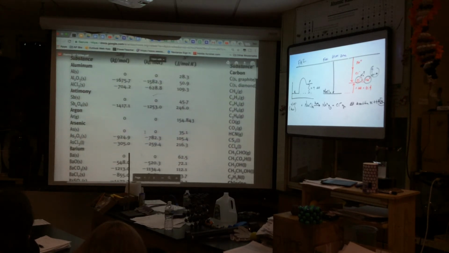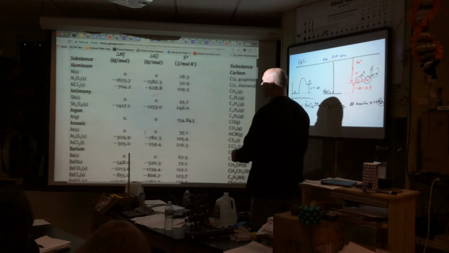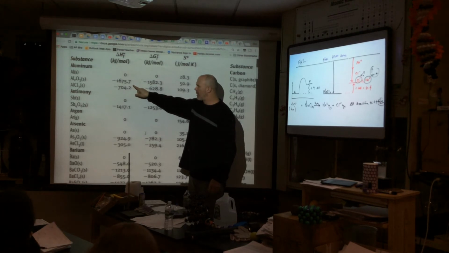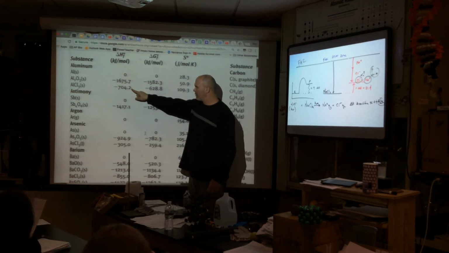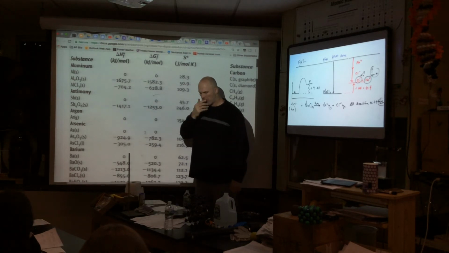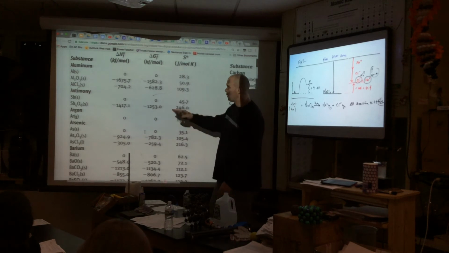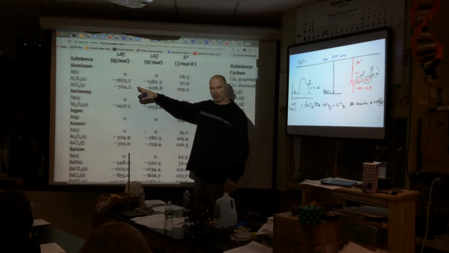Aluminum oxide has a heat of formation of negative 1675.7. Compare that to aluminum chloride. Okay? It's pretty darn high. So what does that mean? When aluminum oxide is made from its elements.